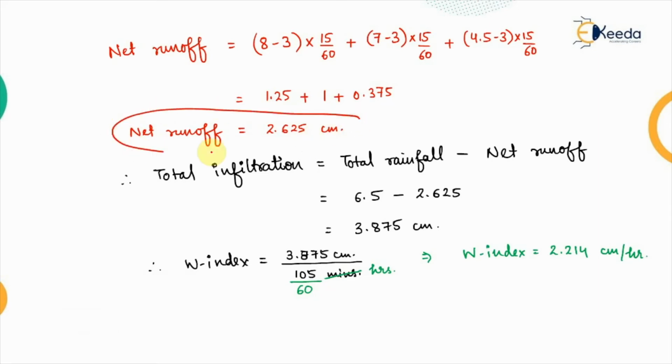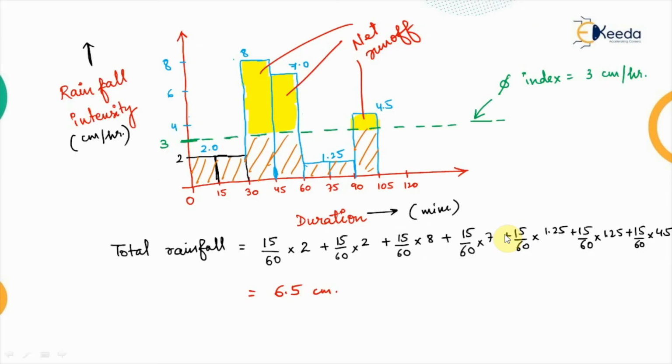So this is the one result, this is another result, and the total rainfall that we have calculated here. So these are the three results which were required in the first problem. Moving on to the next one.